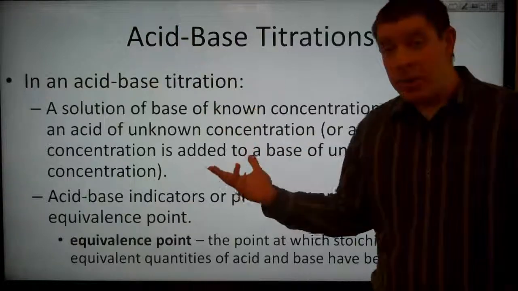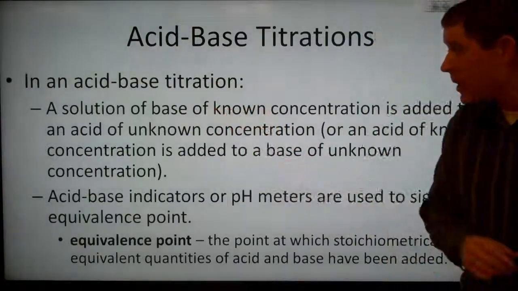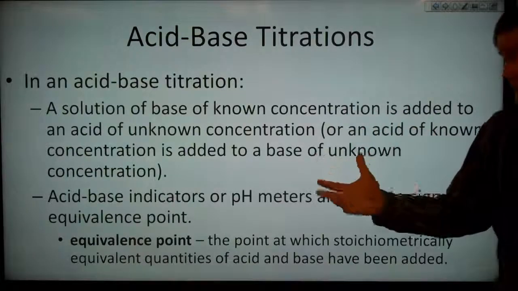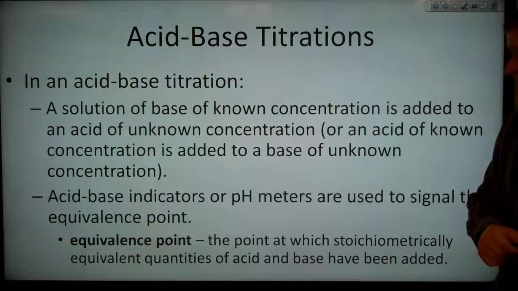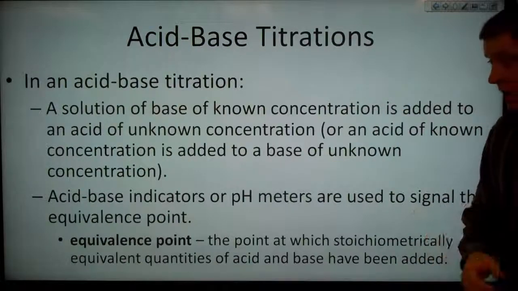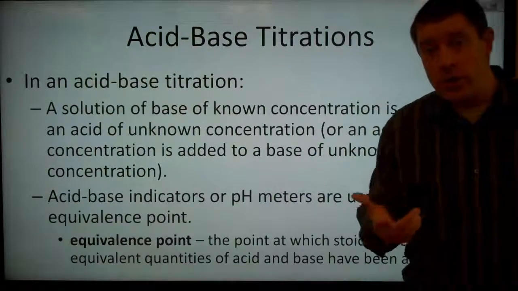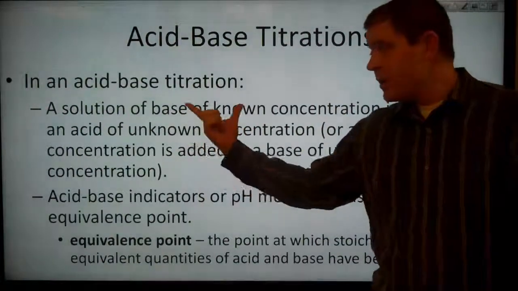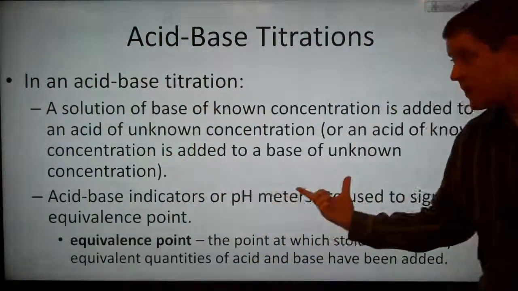So, in an acid-base titration, a solution of base of known concentration is being added to an acid of unknown concentration, or an acid of known concentration is added to a base of unknown concentration. Essentially, what we're trying to do here is figure out the concentration of the acid or the base.